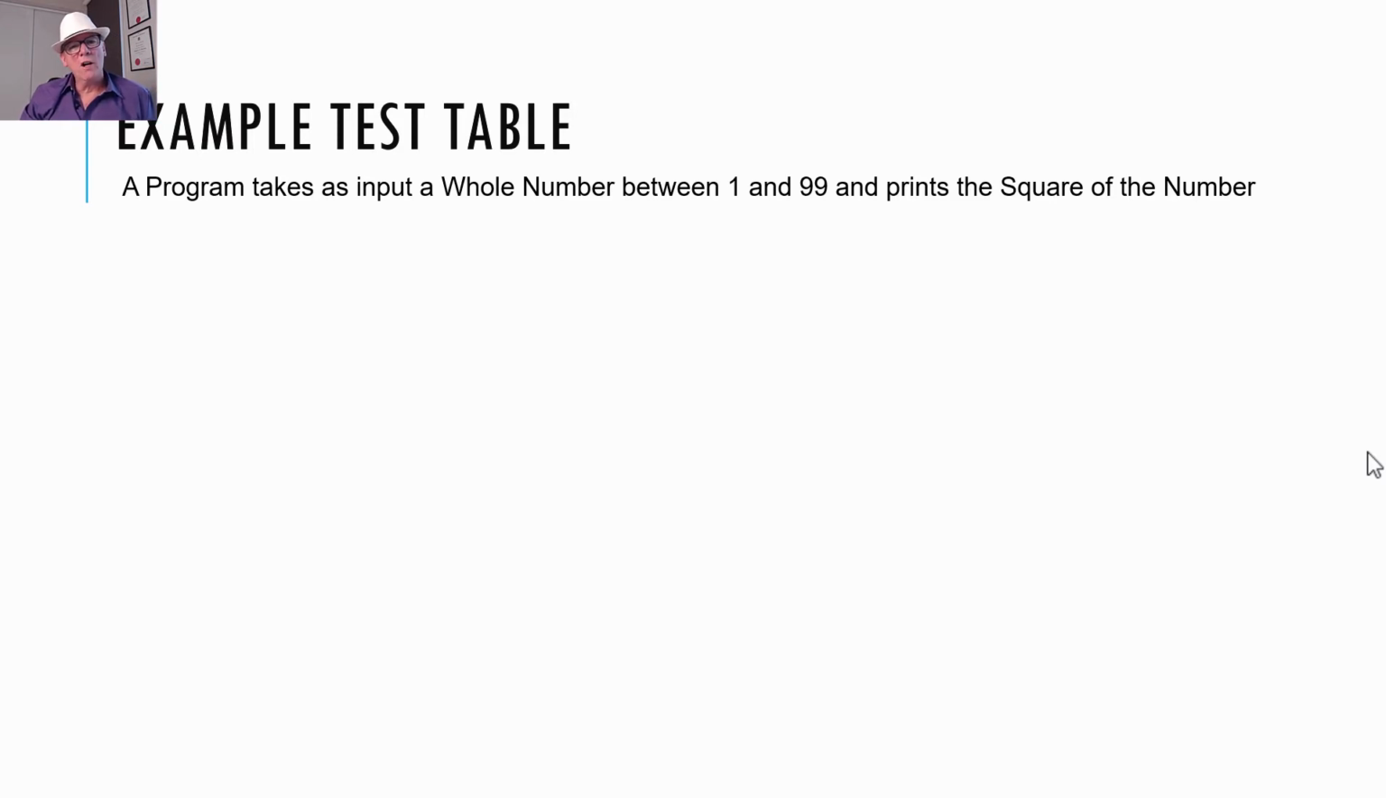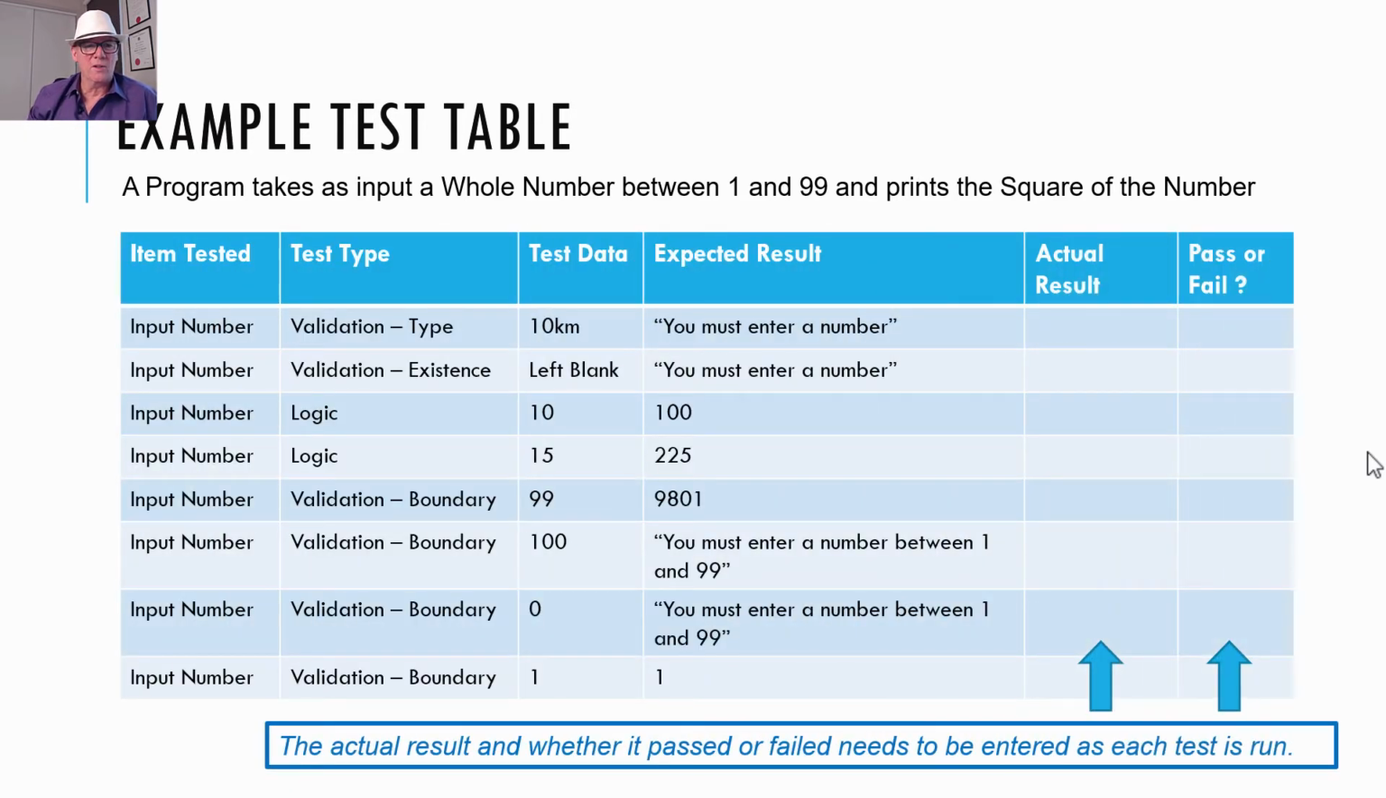Okay, so this program here, let's look at some basic testing for this guy. You put in a whole number between 1 and 99, and it's going to print out the square of the number. If the number's 5, the square is 5 times 5, and that's 25. So you do the number times itself. If you put in the number 3, its square is 3 times 3, which is 9. Hopefully you remember all that sort of stuff from maths. So here's some of the tests you would do.